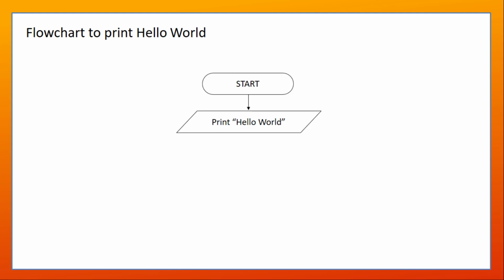Now the control goes to the next statement, which is a print statement. Specify the print Hello World in quotes using the parallelogram symbol. This symbol is used for both input and output. After this, the control is transferred to the next step, which is the end of the program.